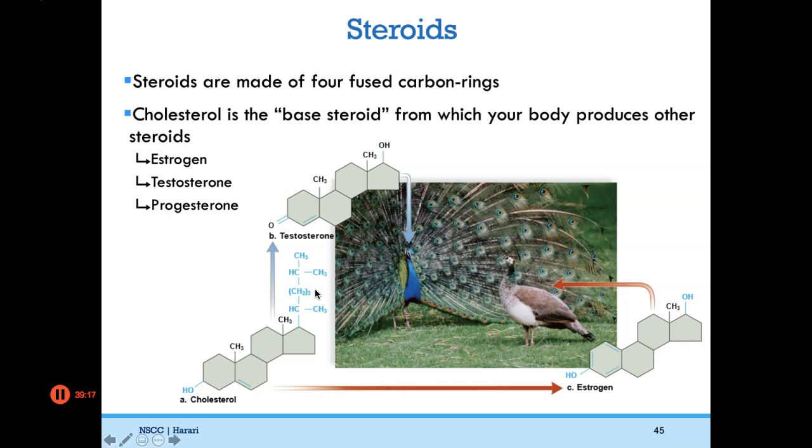But cholesterol is also the base steroid from which your body produces other steroids, like sex hormones that include estrogen, testosterone, and progesterone. So even birds like peacocks and peahens utilize the same lipids like testosterone and estrogen in order to regulate their mating cycle.